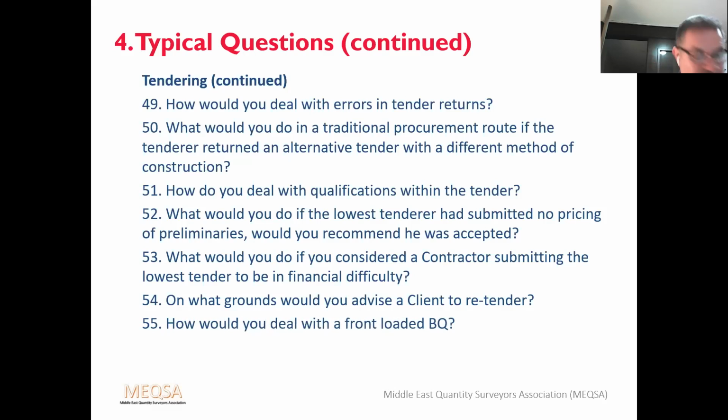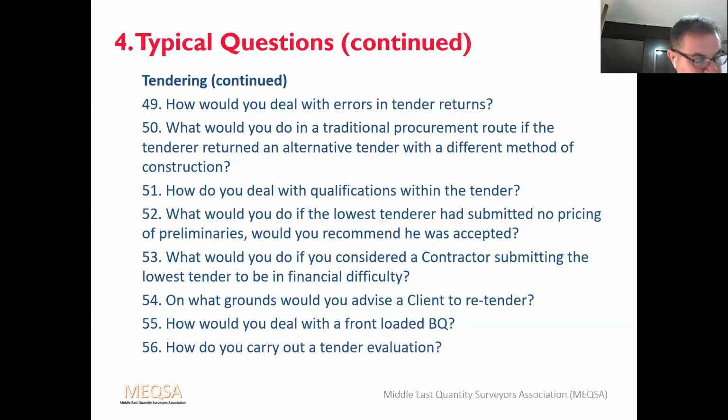How would you deal with a front-loaded BQ? Well, this is not a pricing error. Removing the front loading would not reduce the tender price. You can ask the contractor to adjust his pricing to remove it during the analysis. The QS should ensure that all items are consistently priced throughout the document. It has implications on valuing variations later and may be a sign that the contractor has financial difficulties.